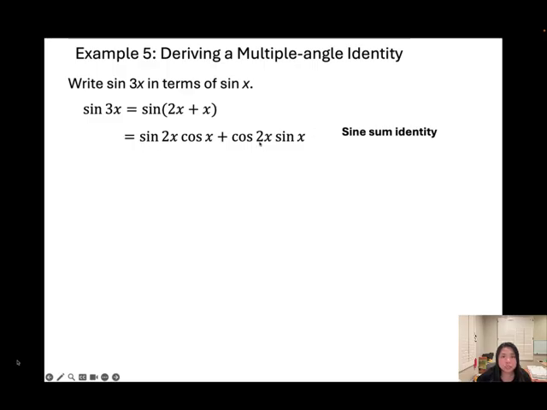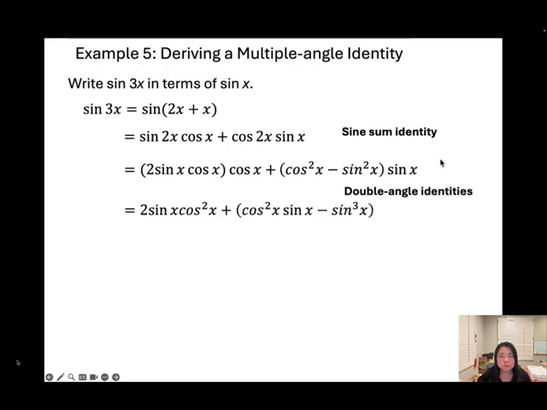For the cosine 2x, I would use cosine squared x minus sine squared x. Now, combine the like terms. So I have a 2 sine x cosine squared x here. And this one, I'm going to distribute the sine x for both of them. So I have a 2 sine x cosine squared x plus cosine squared x sine x. So these are the like terms. Okay, remember the multiplication? I could switch the order here. So this is exactly the same thing.